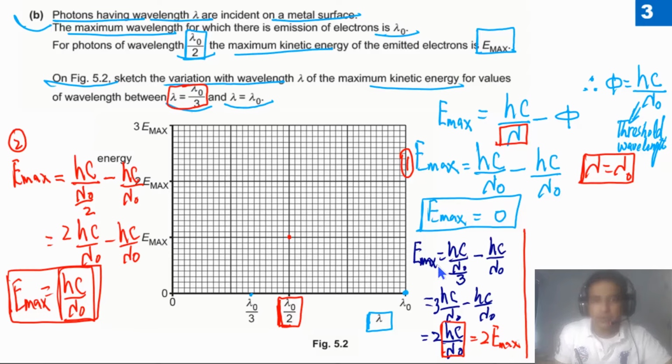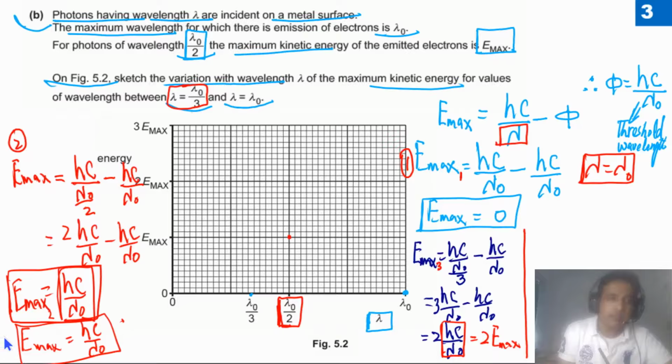This one you can also call E max 3, this one E max 1, and this one E max 2. And E max 2 is equal to E max, which is equal to hc over lambda naught. This is already given in the question: when the wavelength is equal to this one, E max is equal to this. So from here it is 2 E max at this point.